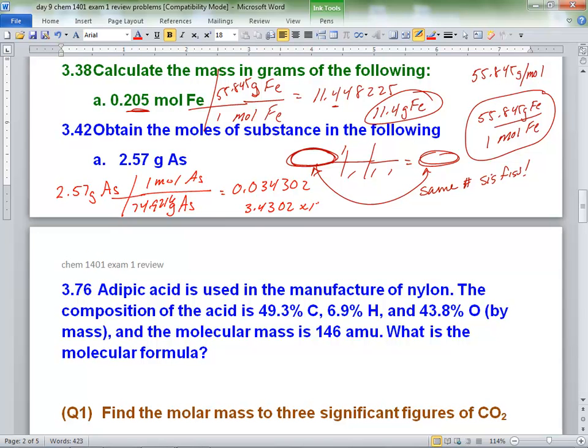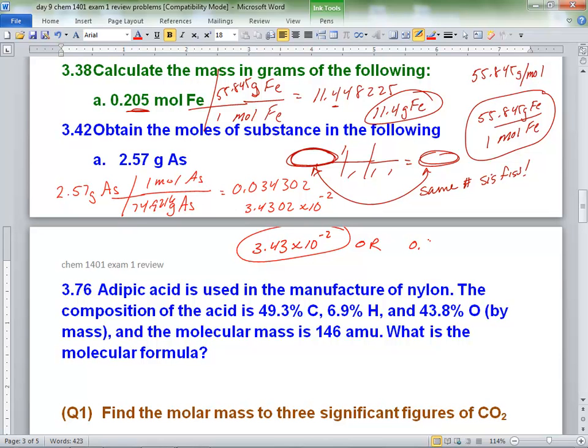3.4302, and you keep going, times 10 to the negative 2. Okay. A lot easier to see sig figs. How many sig figs over here, everybody? 3. So we report our answer just as 3.43 times 10 to the negative 2, or 0.0343. Right? Oh, and our units. Go grams. Moles of arsenic. Moles. I'm going to lose points already.